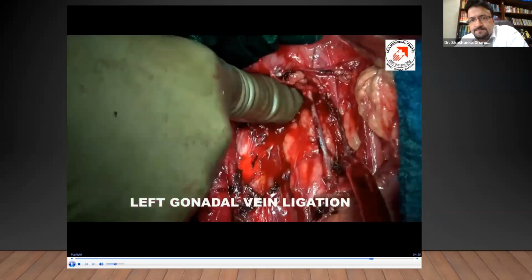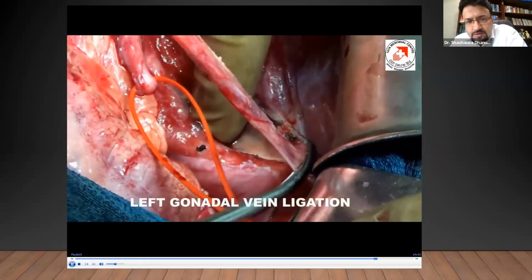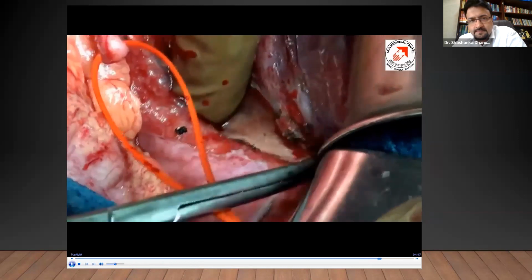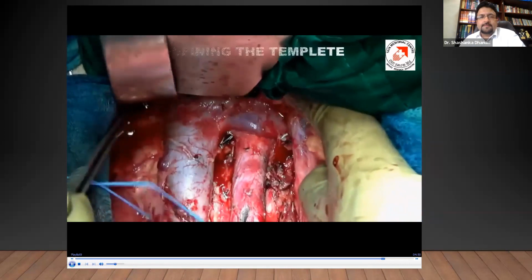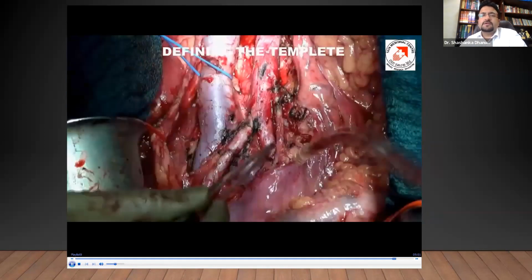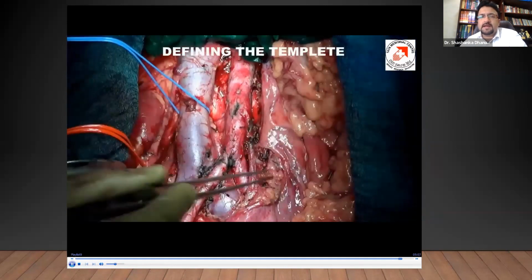That's the gonadal. Up to the deep ring. That's the completion of the whole thing. That's how the bed should look like after you've done an adequate RPLND.